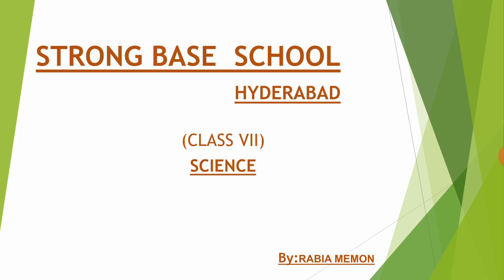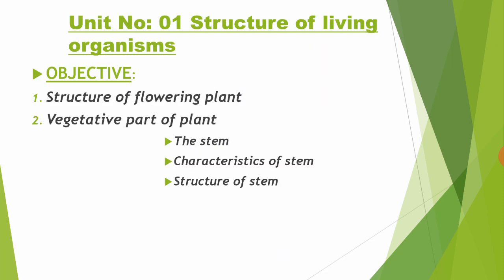So today I am giving you the second lecture of Unit 1, Structure of Living Organisms. In our previous lecture we discussed the structure of a flowering plant. Now we discuss the vegetative part of a plant, and the stem, the characteristics of the stem and the structure of the stem.